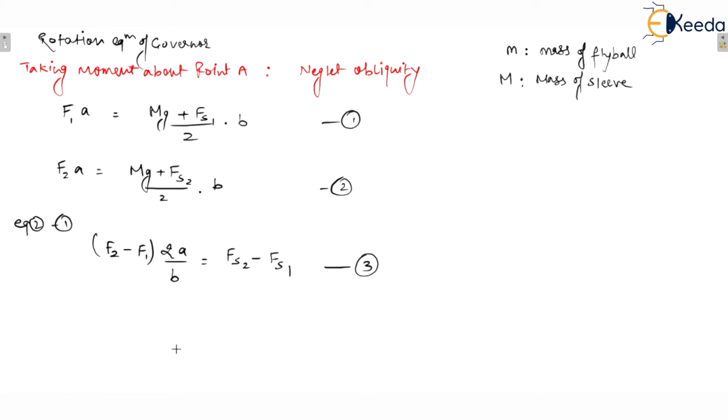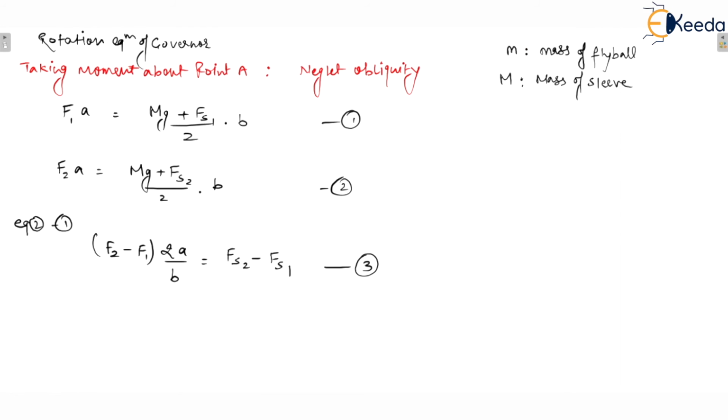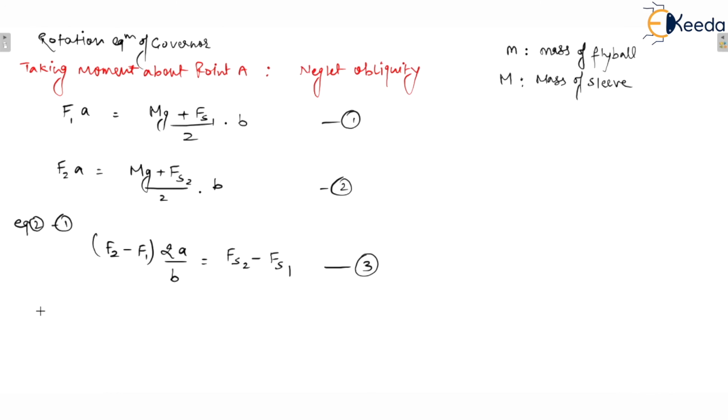Now what is the total sleeve movement? As I already told you, this bb dash is your sleeve movement, and this length is small b and this angle is theta. So what would be the sleeve movement bb dash? This is b into theta. So I'm going to write here the sleeve movement.